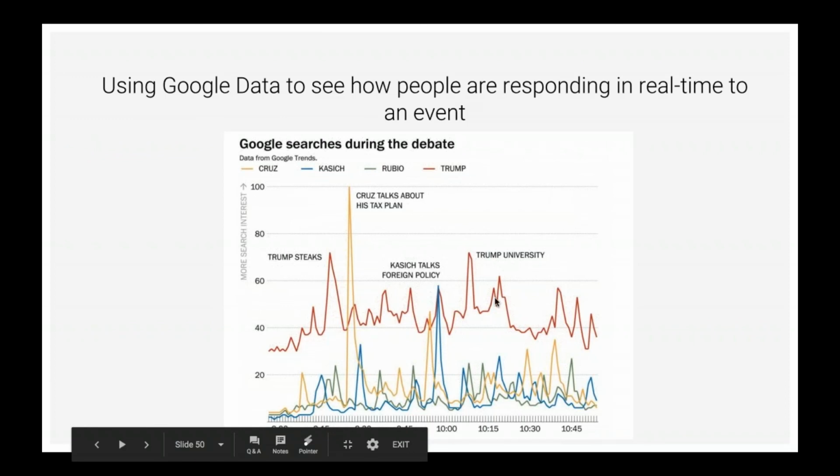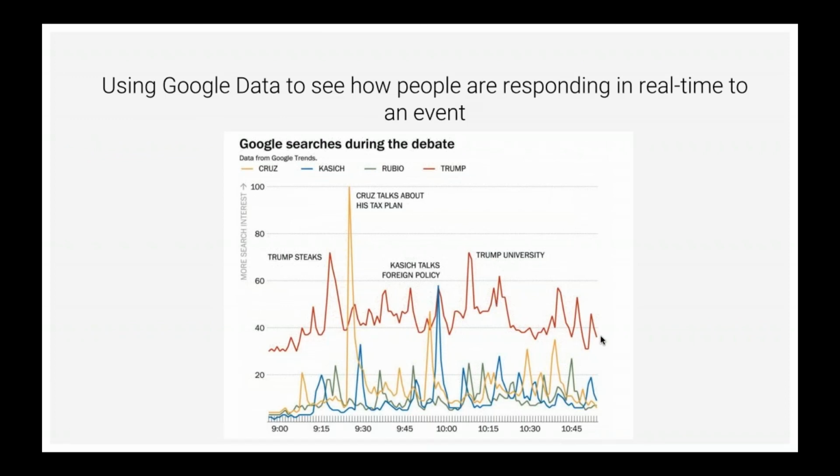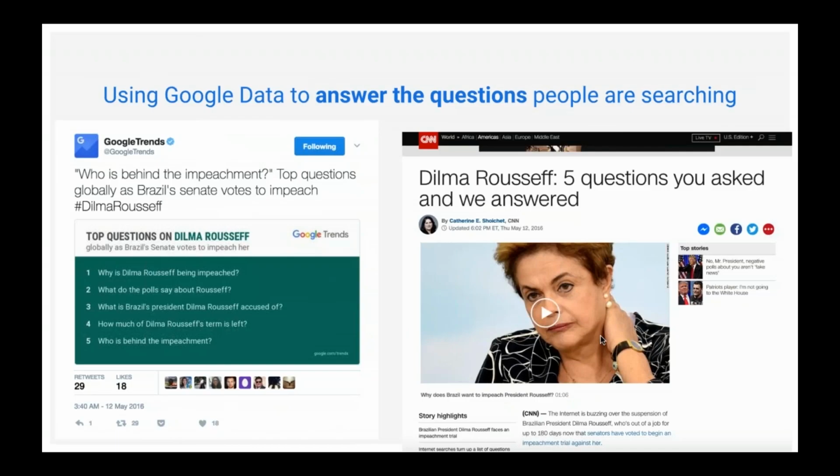And it looks like on this particular one, way more people were searching for Trump than anybody else. Now, this isn't necessarily to say that Google Trends is a predictive tool that could necessarily predict who's going to win in an election, but it definitely does point to things that are happening in the real world and how people are interested in them.